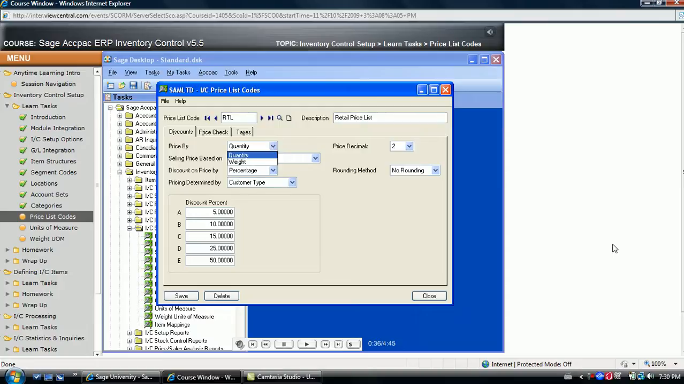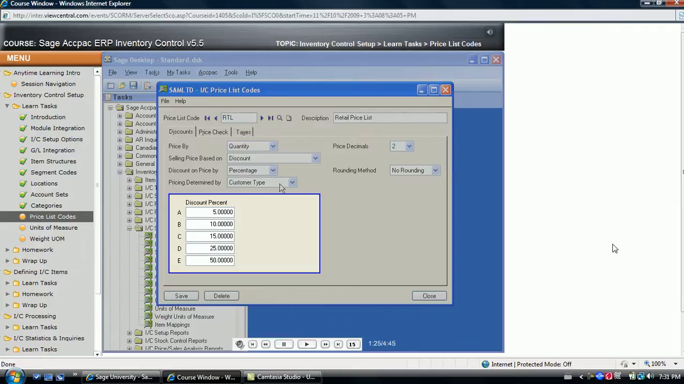For each price list code, an item can be based on quantity or weight. Price can track up to 6 decimal places. The selling price for items linked to this price list can be determined by a discount off the base price or various markup factors from the stored cost value of the item, then determining discounts by percentage or a flat amount, and then determining the price of all that based on the customer's discount type identified with the customer in accounts receivable, types A through E, or by volume discounts, referring to quantities customers purchase at one time.